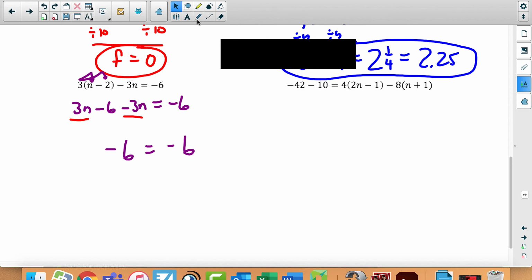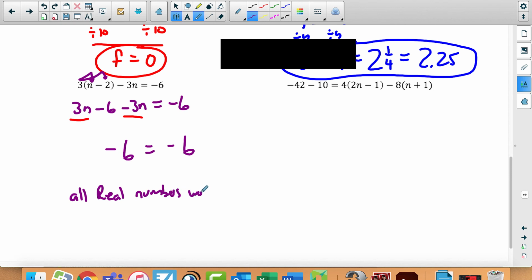Yeah, it is true. And whenever this happens, where the variable disappears and you're left with a true statement, like -6 equals -6, or 5 equals 5, or 1/2 equals 1/2, what that means is any number that you put into the n here will work. So in other words, all real numbers, we say, work. If you want the fast way to say real numbers, you put 2 lines down and make a big R. People call it the Rolls-Royce symbol in my class sometimes. That means all real numbers.